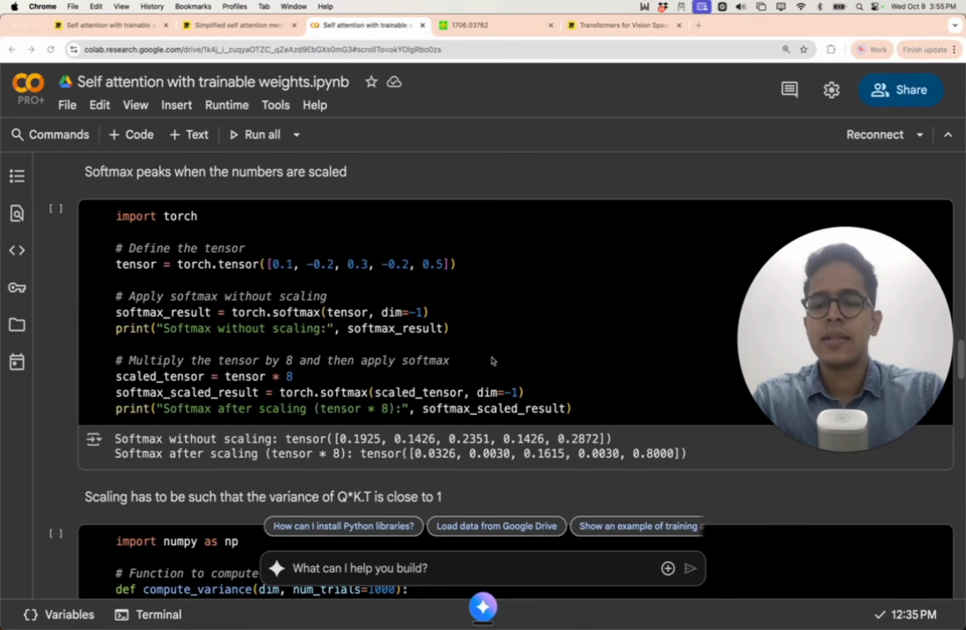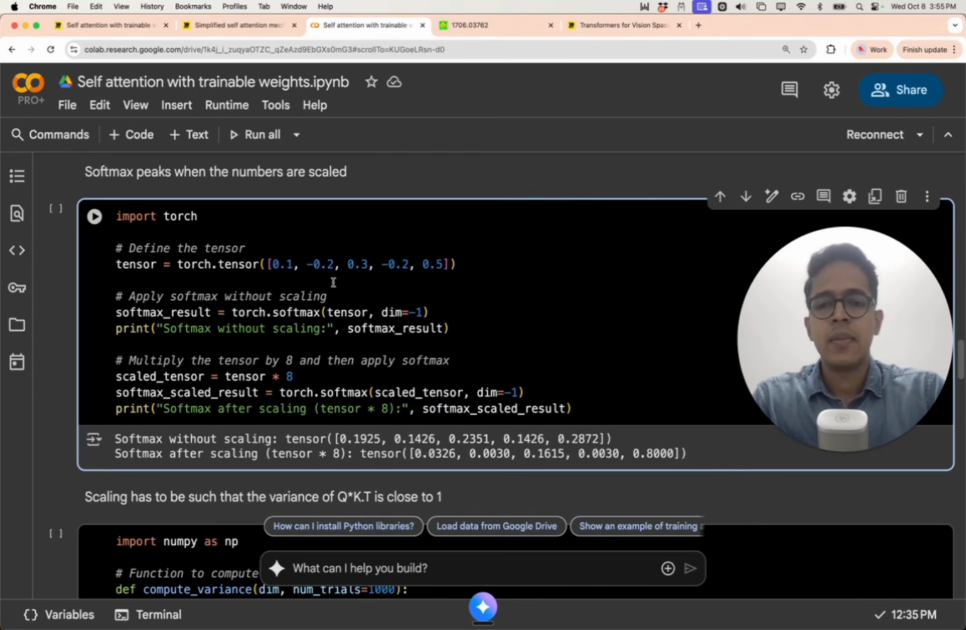So first let's discuss what happens when you scale some numbers. Let's consider this set of 5 numbers. So let's say I have a tensor or vector with 5 numbers. And if I simply take the softmax, I get this result. It becomes a probability distribution and the sum total of these numbers is 1. The numbers will also be between 0 and 1. Now let's say I multiply all these numbers by 8. So basically I am multiplying by a scaling factor. When I multiply by a scaling factor, look at what happened to my softmax.